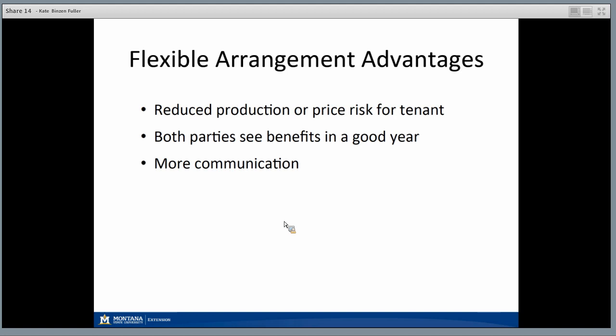There's also more communication. So if you are a tenant that's just getting into farming, this may be advantageous to you. You have potentially someone who's looking to get out but has a lot of knowledge in the business, and if you have a share or flexible lease with them, they have a vested interest in seeing you do well. So it's a good incentive for them to impart some of their knowledge to you.